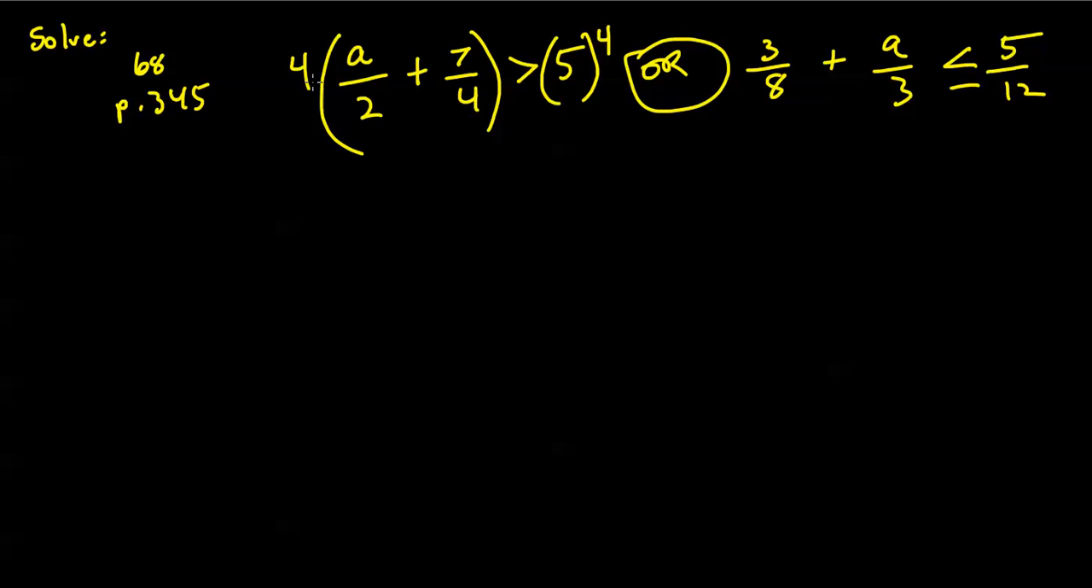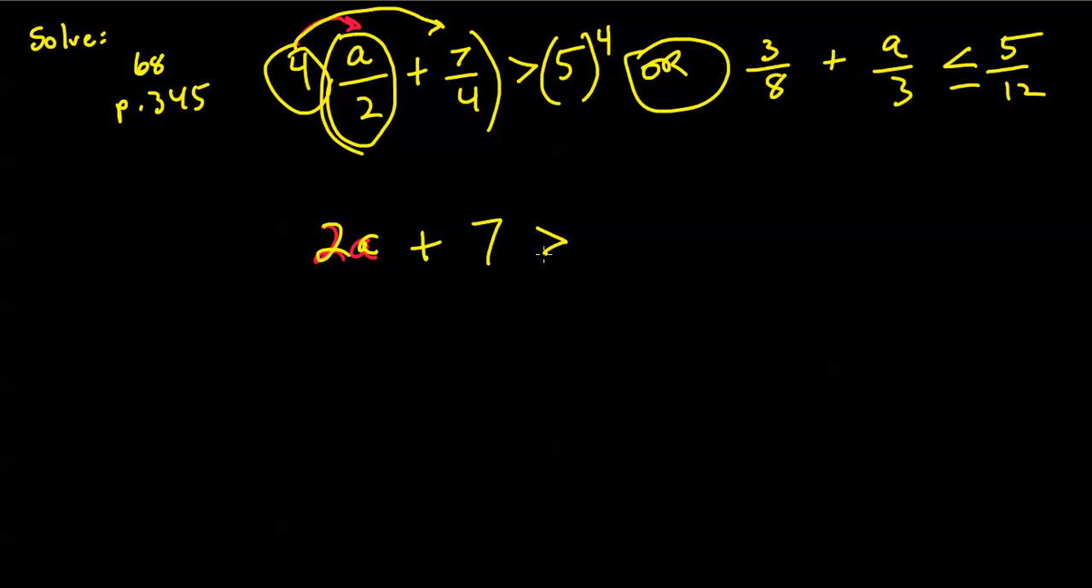So 2 goes into 4. Let me apply my distributive law. 4 times a over 2. Well, 2 cross cancels into 4 twice, and 2 times a is just 2a. Let me put that in yellow. Plus 4 times 7/4 is, of course, 7, which is, of course, greater than 5 times 4 is 20.